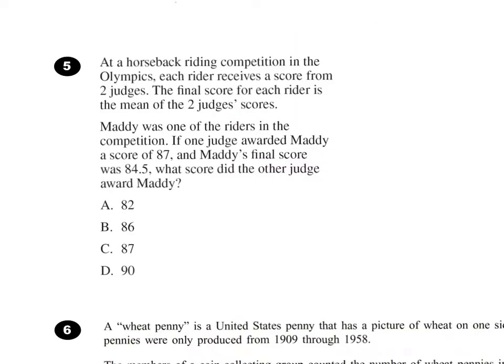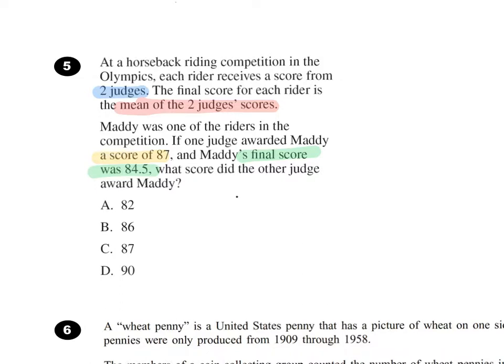Problem 5, at a horseback riding competition in the Olympics, each rider receives a score from 2 judges. The final score for each rider is the average or the mean of the 2 judges' score. Maddie was one of the riders. If one judge awarded Maddie a score of 87 and Maddie's final score was 84.5, what score did the other judge award Maddie? Well, here I'm going to use that same formula from before.